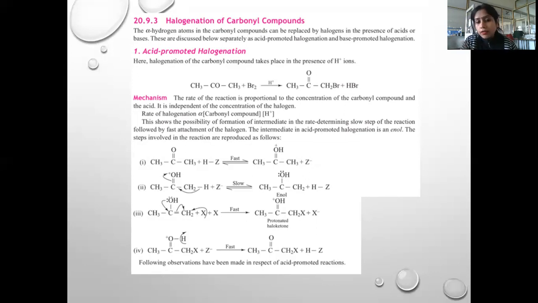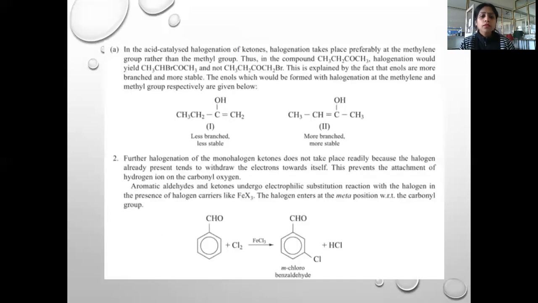With respect to this reaction, a lot of observations have been made. It has been found that in this acid catalyzed halogenation, there are two possibilities of products. There will be one less branched product and one more branched product. But it has been found that, out of these, the halogenation mostly takes place at the methylene group rather than at the methyl group. So, for example, in the case of a simple ketone, it's fine.